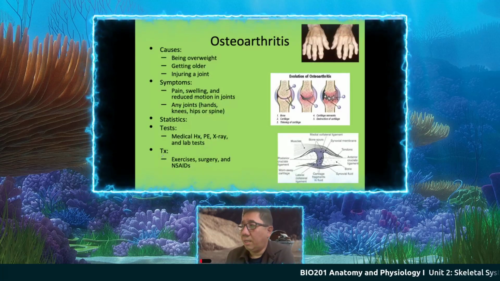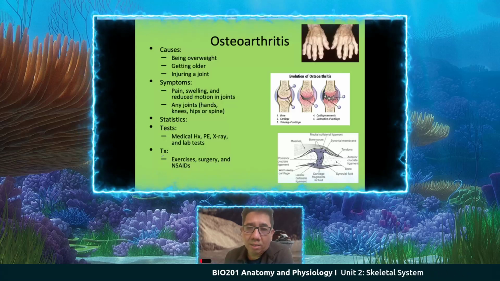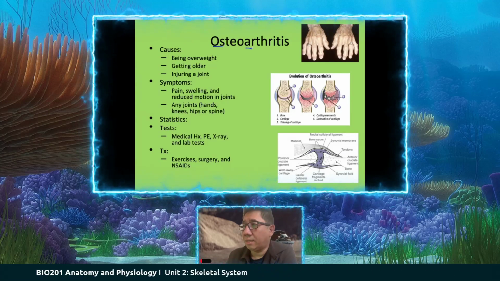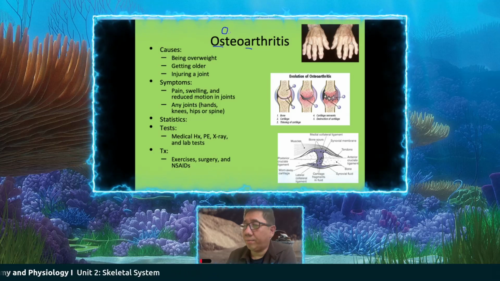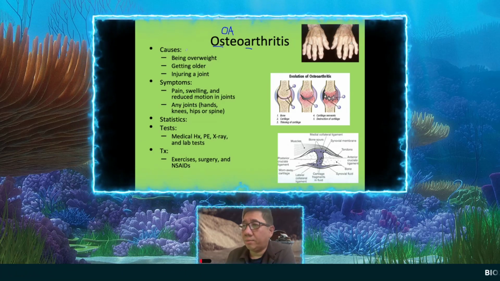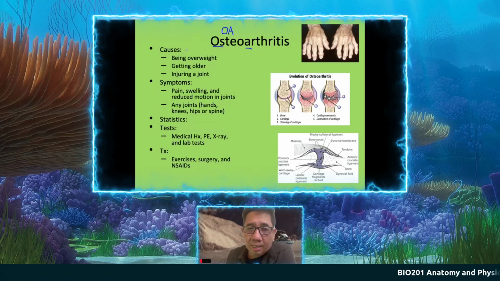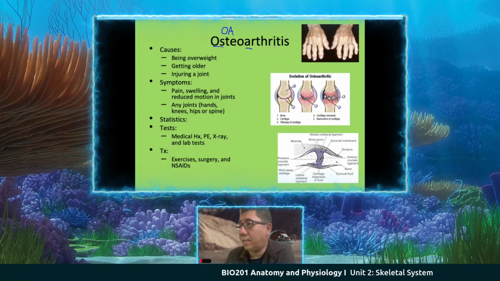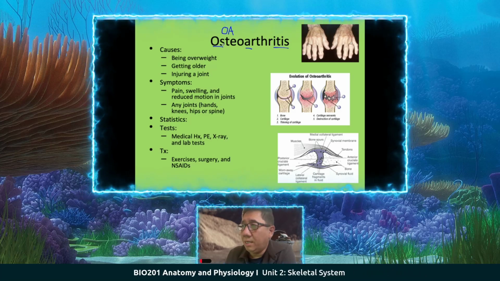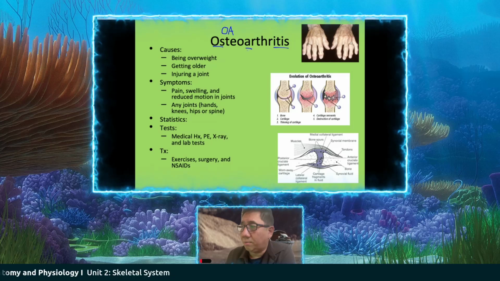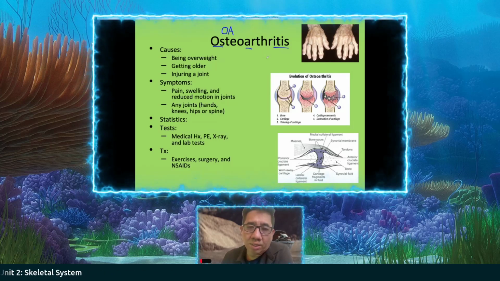Okay. Next one is called OA, or osteoarthritis. This is basically inflammation of your joint. That's what it means. Itis is inflammation. Osteo is bone. Arthro is joint. So it's inflammation of your bony joint.